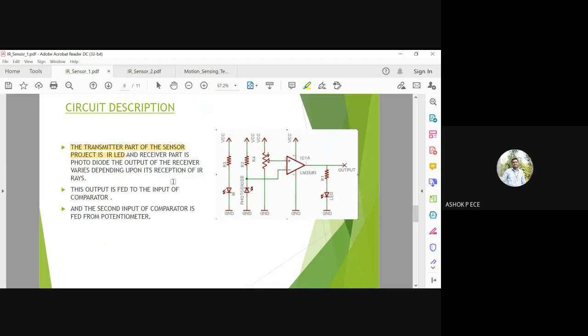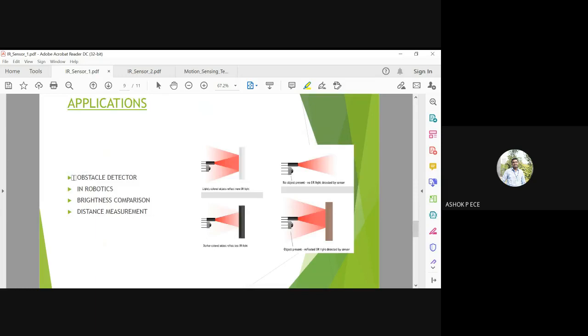Okay, the application is very important. It is used in obstacle detection. See here, when the infrared waves go and hit against the wall, they will come back. So you can detect the presence of infrared light using a photodiode, and it is mainly used in obstacle detection. Light colored objects reflect more infrared light. That is one property of light colored objects.